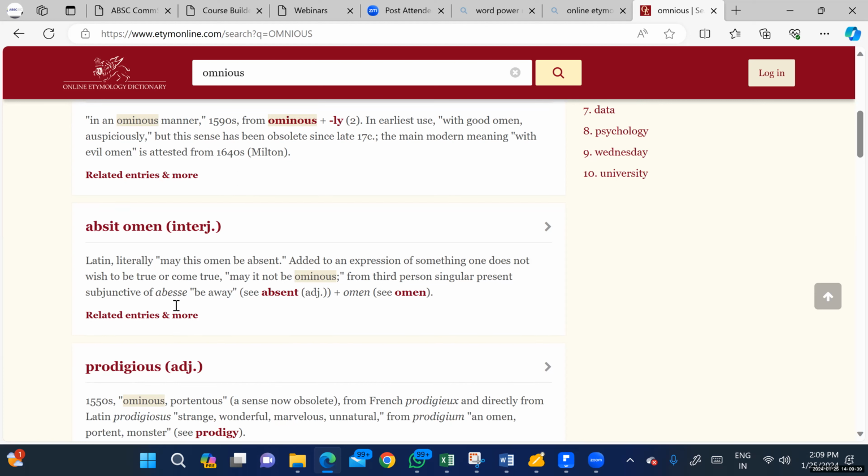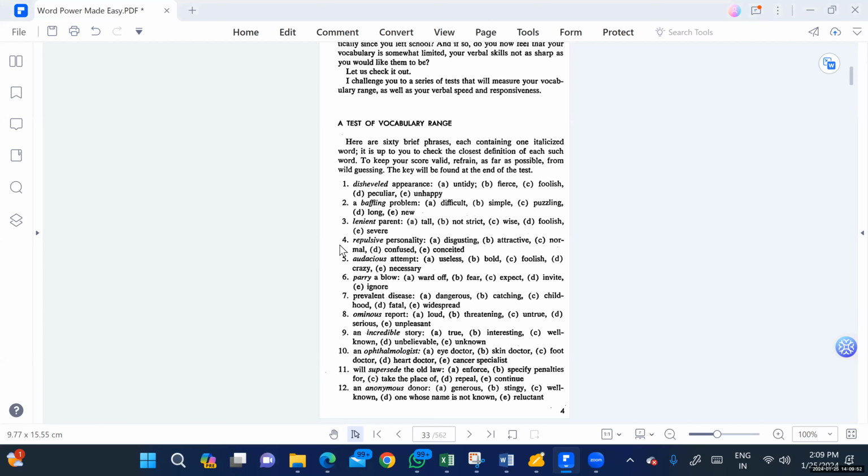Ominous, from the third person singular present, subjunctive, or abase, be away. Be away, absent. So let's see how we can derive it. Ominous report: loud, threatening, untrue, serious, unpleasant.